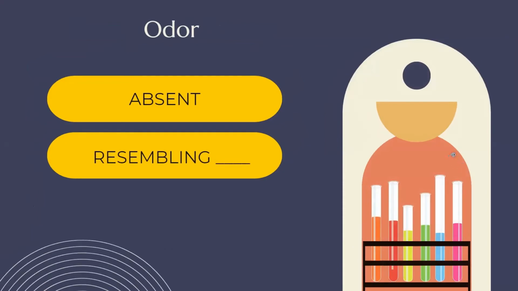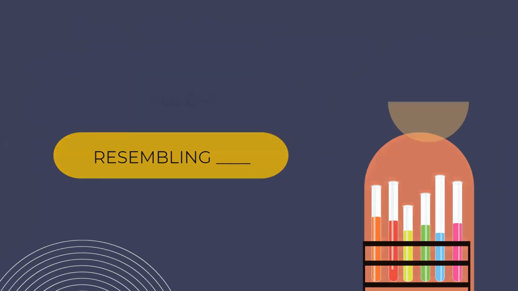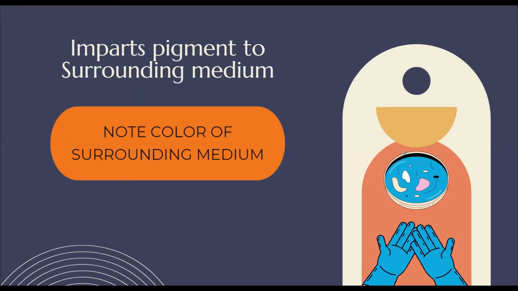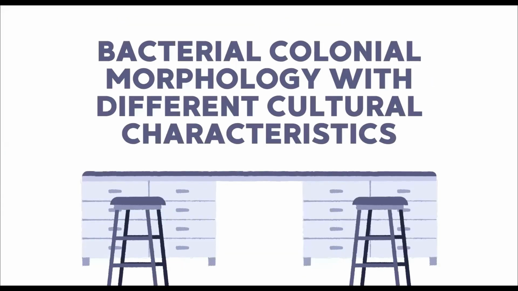The odor of a colony may be absent or it may resemble something. You should note the color of the surrounding medium with regards to whether the colony imparts pigment to the surrounding medium. Now let's jump into bacterial colonial morphology with different cultural characteristics. So the following photos include the aforementioned characteristics of a bacterial culture in agar plates.